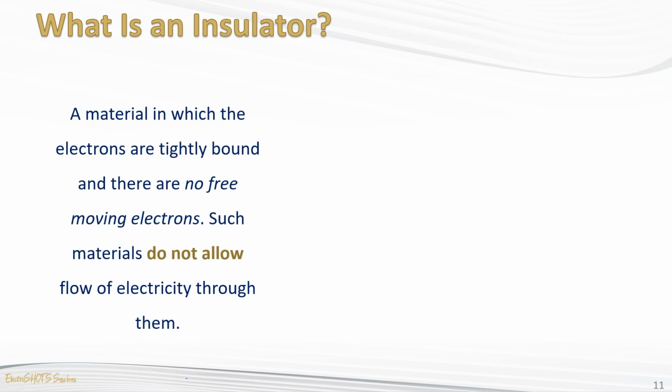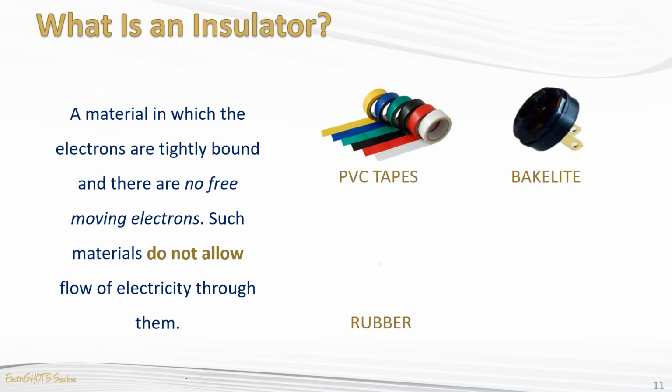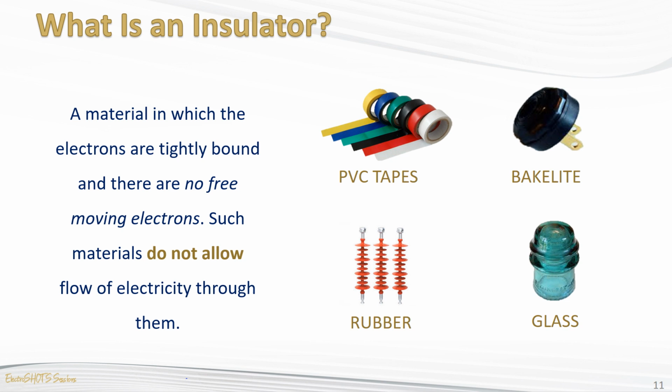Talking about insulators, a material in which the electrons are tightly bound and there are no free moving electrons does not allow the flow of electricity through it. Some examples of good insulators are PVC tapes, bakelite, rubber, and glass.